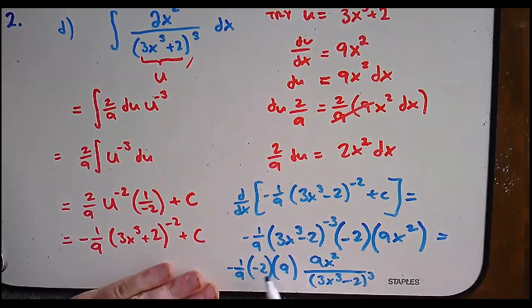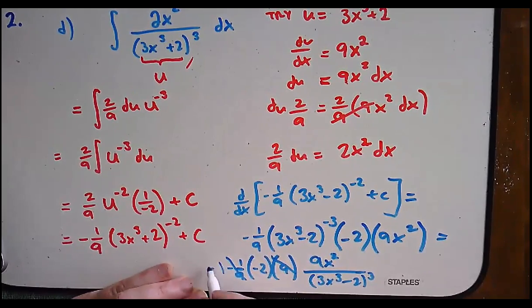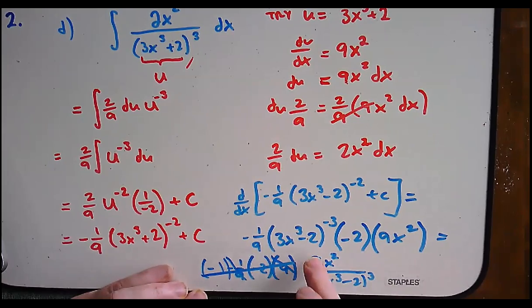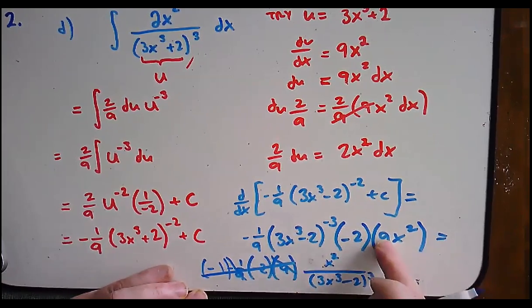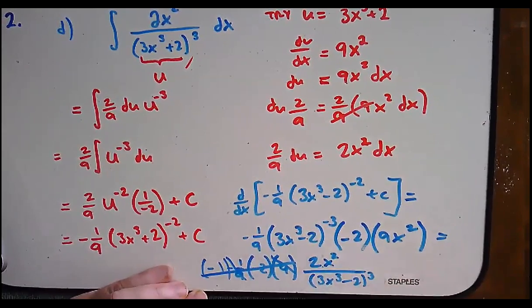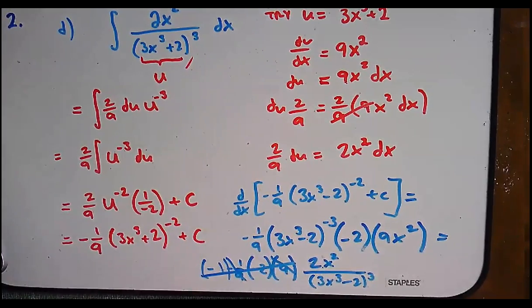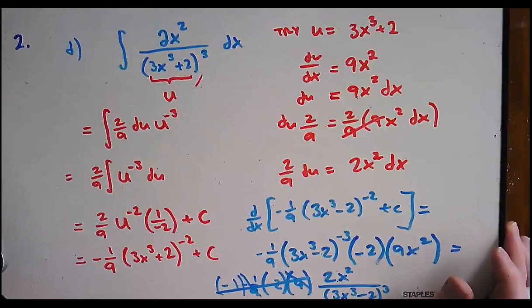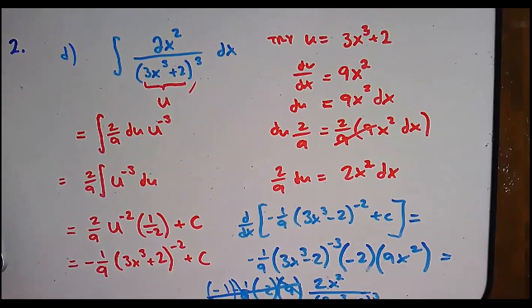Negative 1/9 times 9 is just negative 1, right? And negative 1 times negative 2 is positive 2. So all of our coefficients here would cancel out. Oh, I already took that 9, right? I pulled that 9 out right when I did this multiplication here. And so that would just leave us with a 2. So 2x squared over (3x cubed minus 2) to the third power. That's exactly what we had here. Okay, so a little bit of a more complicated chain rule use substitution problem.